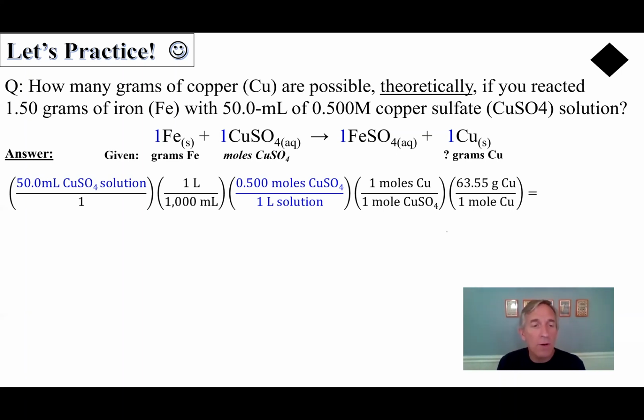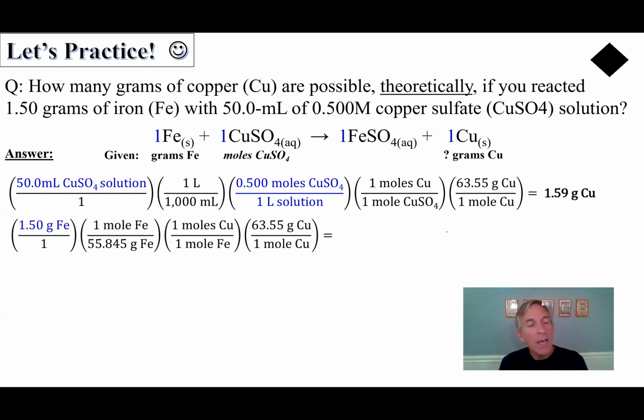Again, I start with the copper sulfate and see how many grams of copper I can produce if I were to chew up all of that copper sulfate up there. So if it all gets chewed up, I'd make 1.59 grams of copper. Now I pay attention to the 1.50 grams of iron. And if I chewed up all the grams of iron, how many grams of copper could I produce? I would be able to make 1.71 grams of copper.